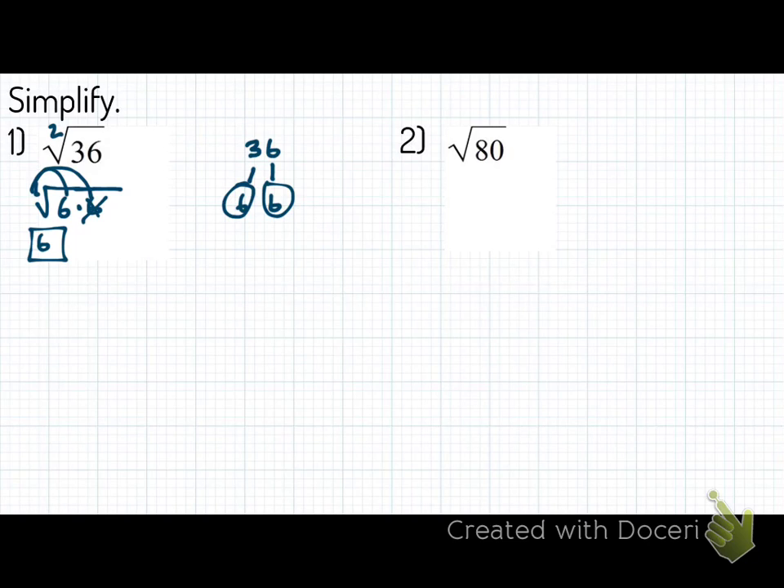Okay? The next way to do it, or another way to look at it, is let's say we had the square root of 36. Just go with, oh, it's just 6. That's your answer. Okay? You don't have to do the jail method.